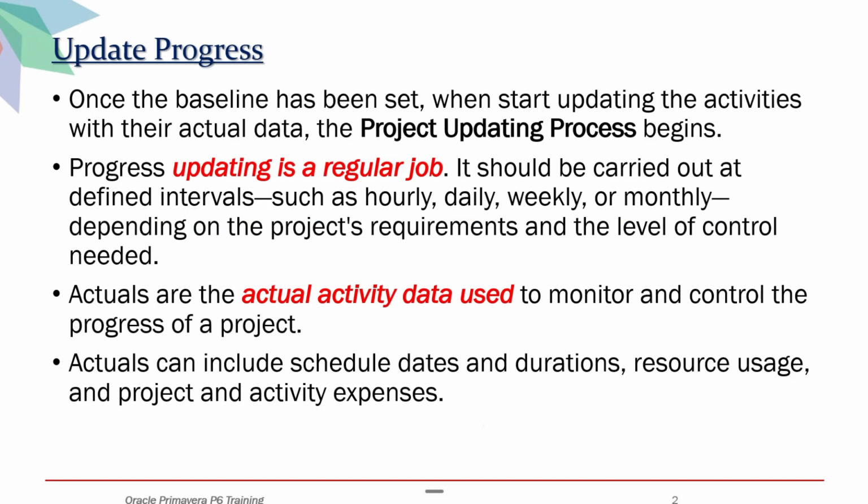Once the baseline has been set, when we start updating the activities with their actual data, the project updating process begins. Progress updating is a regular job. It should be carried out at defined intervals, such as hourly, daily, weekly, or monthly, depending on the project's requirements and the level of control needed. Actuals are the actual activity data used to monitor and control the progress of a project. Actuals can include schedule dates and durations, resource usage, and project and activity expenses.